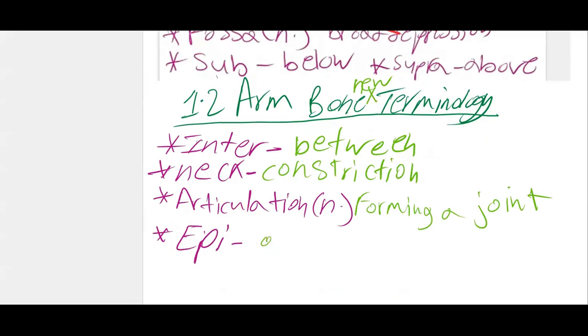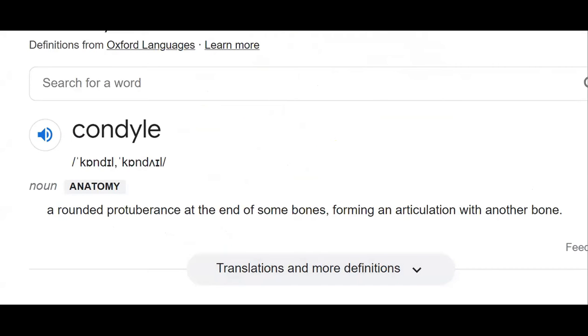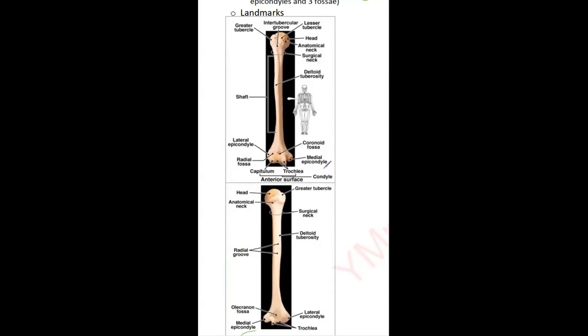You can add here: epi means above, and the condyle, as you can see, is the distal part of the humerus. So the condyles, or the trochlea and the capitulum, above them we have the epicondyles, one of them medially, and you can remember this by the head also being medial, and one of them laterally. You need just to remember the names. Don't give it more than it needs.